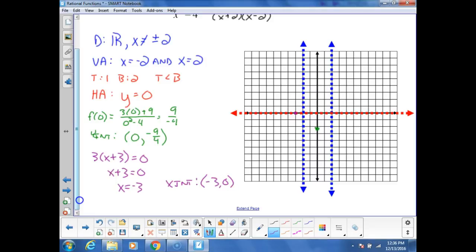You can cross the horizontal asymptote as long as you're not at the infinities. Doesn't make any sense. It does though. You can't cross the horizontal asymptote when you're at the infinities. You can cross anywhere in the middle, anywhere between negative infinity and positive infinity.